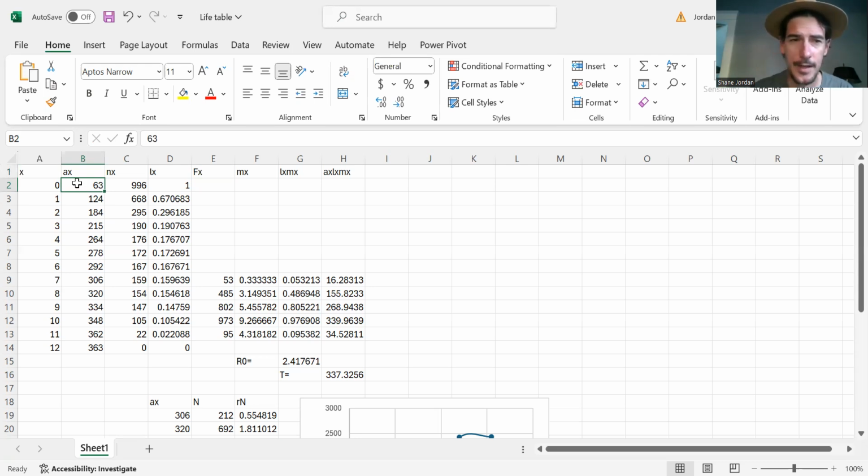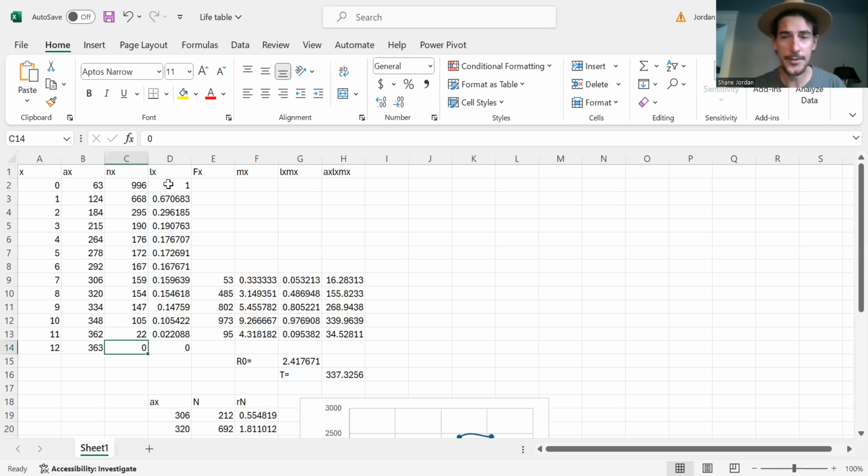So basically what we see is that data was collected on this population at different points in time. The first data that we have comes from 63 days after this population first emerged. That is, all of these little seedlings started to germinate. And after 63 days, we can see that there were 996 seedlings that survived in this population. We can see that after 124 days, there were only 668 seedlings that survived. After 184 days, there were only 295 seedlings that survived, so on and so forth, all the way throughout the course of 363 days, at which all of the seedlings had actually eventually died.